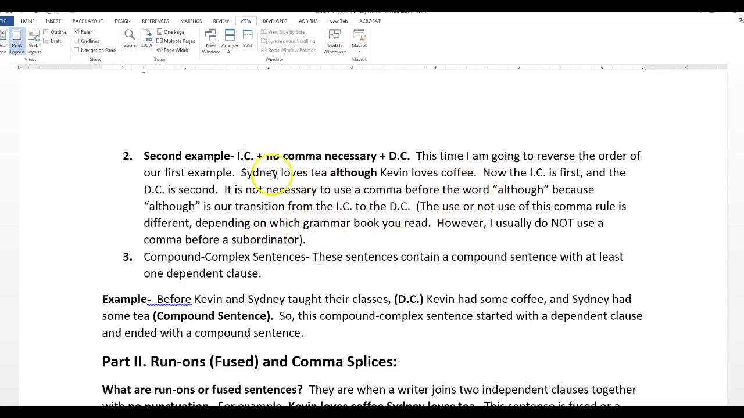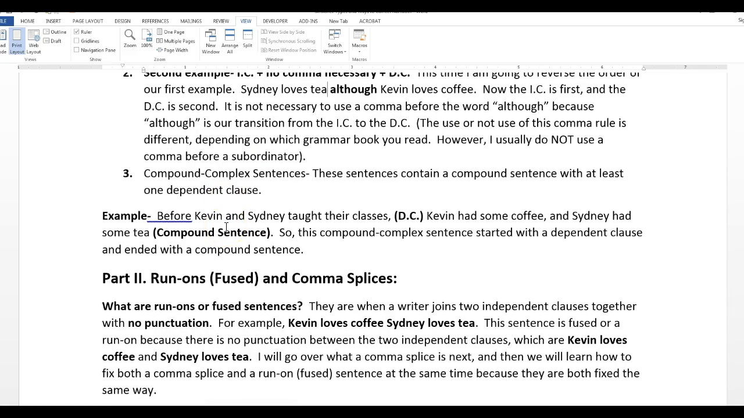This time I'm putting Sydney loves tea, the independent clause, and then although Kevin loves coffee, the dependent clause. Notice that I don't have a comma before although. It is optional here. I don't use it because I have the word although as my transition word, so the reader knows I'm going from an independent clause into a dependent clause.